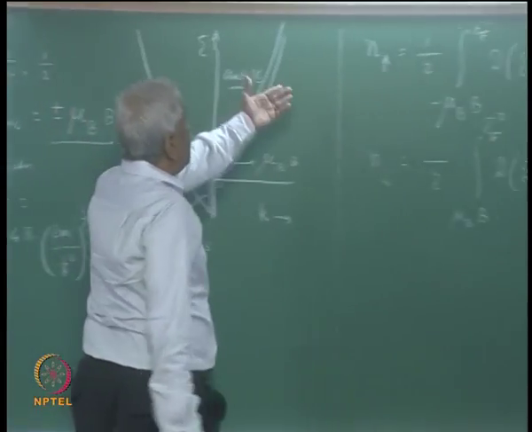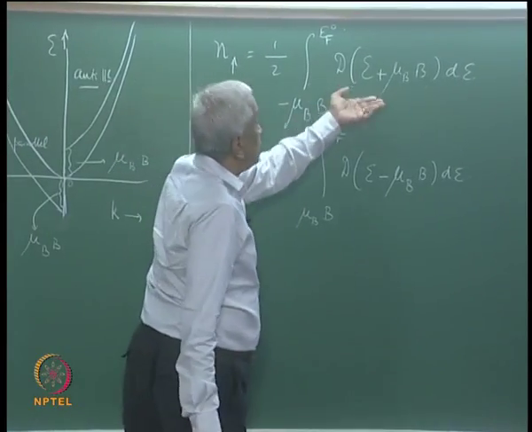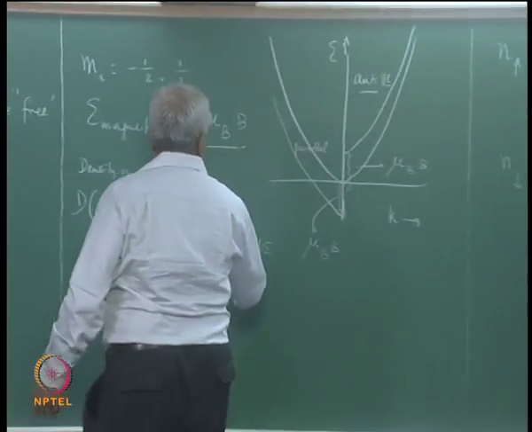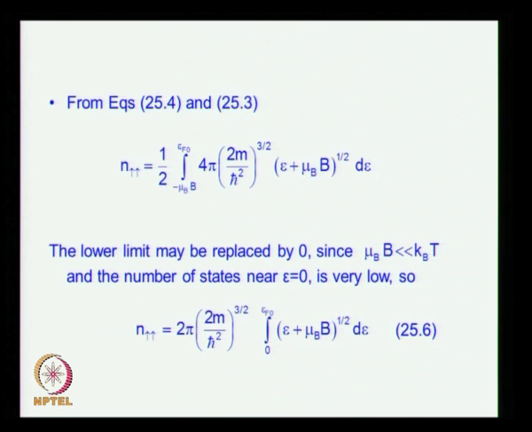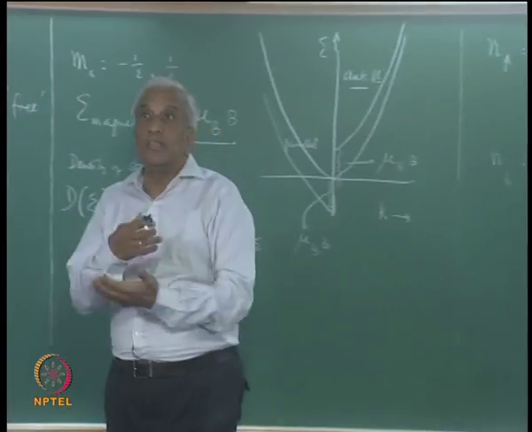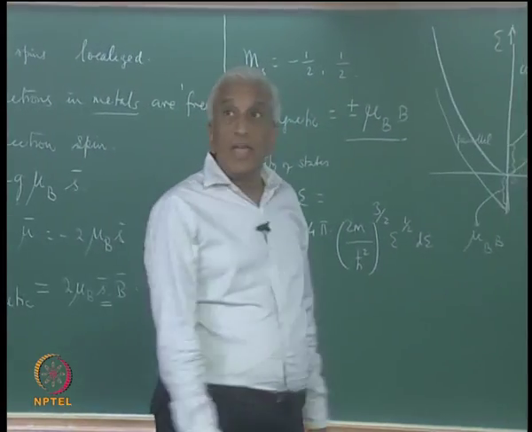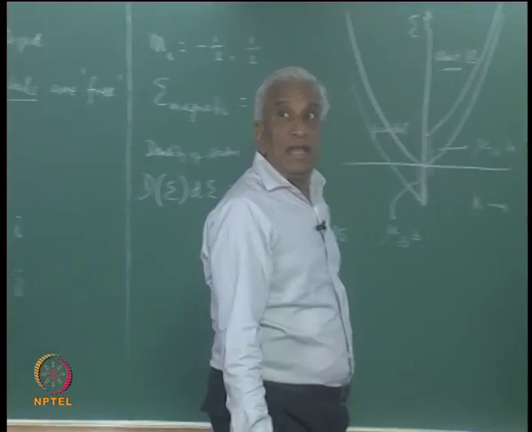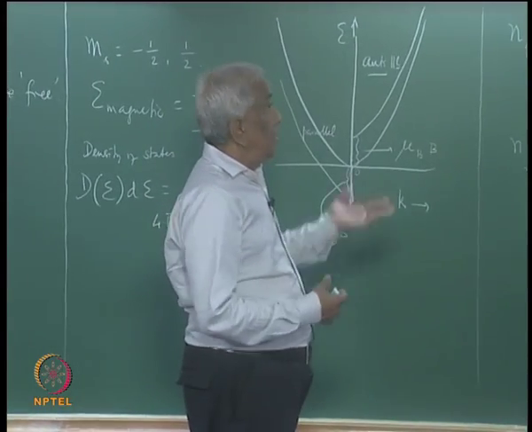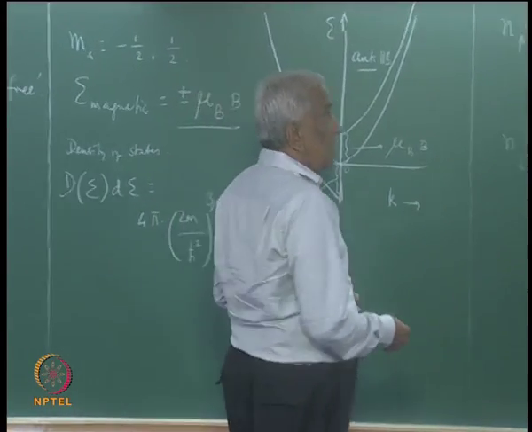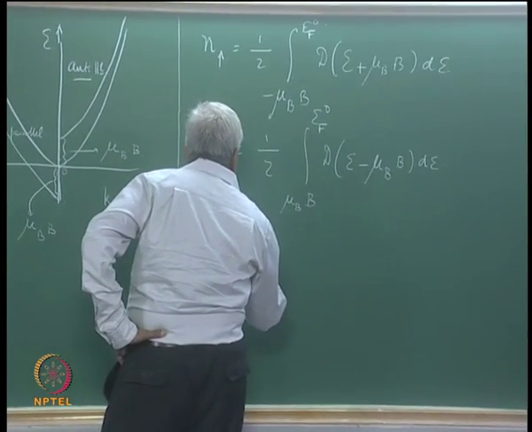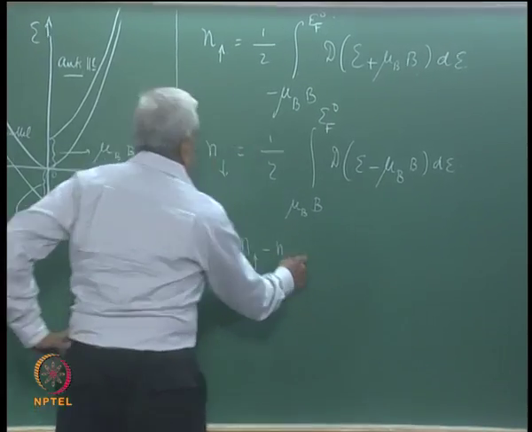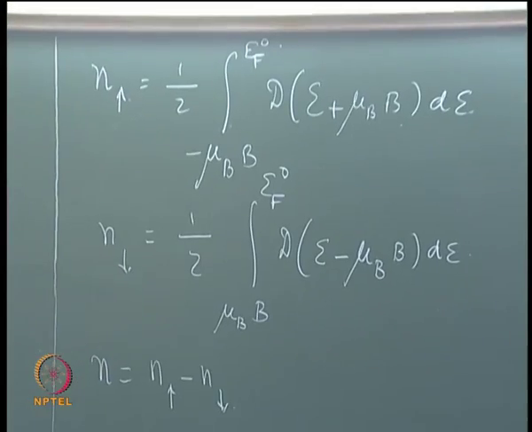So, the concentrations are different because the density of states are different corresponding to different energies. So, because of that, where in the absence of the magnetic field the concentrations were equal, now there is an unequal concentration, and therefore, we have a net difference, which we can write as the difference between the two configurations.